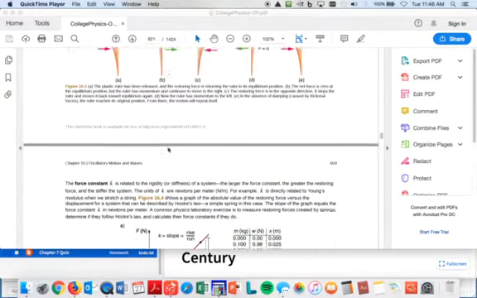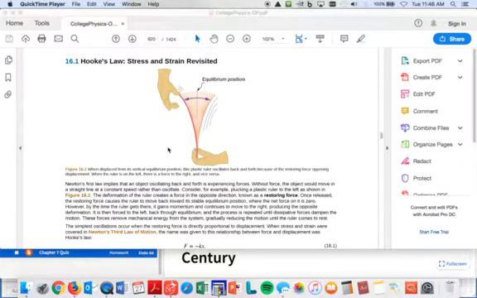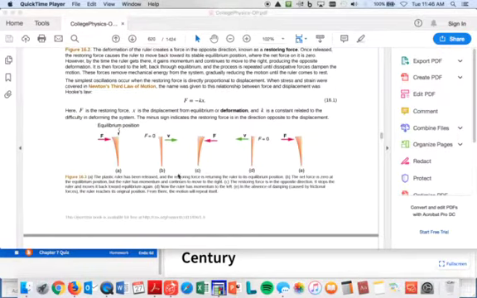Anyway, let's look at some of the stuff that might be on the exam. Let's review chapter 16 real quickly. It deals with F equals kx, where the force is equal to k times x, the stretch of a spring, and the restoring force.